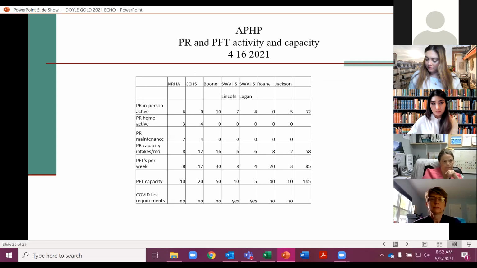This slide shows what this network is doing in terms of providing pulmonary rehab and pulmonary function testing. And the fact is that if you take all our efforts put together, we're really doing a lot. And we have capacity to do more. And you all have seen this because this is the slide we put together at our RT quarterly meeting on April 16th. Next slide.